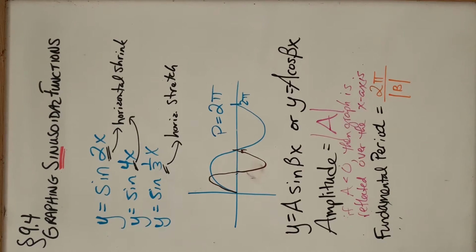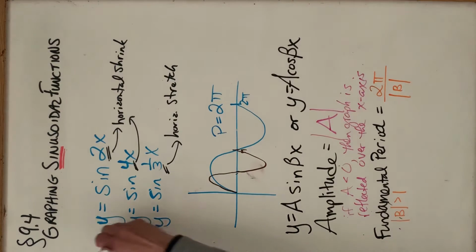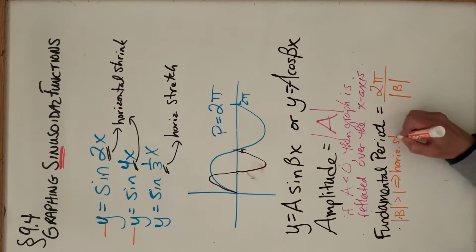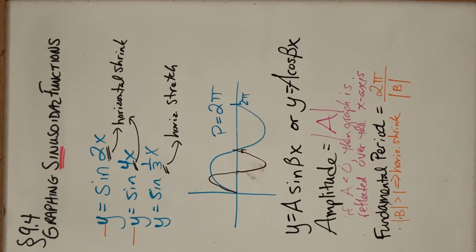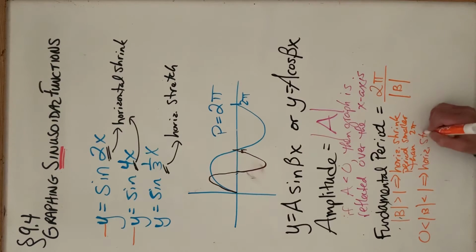Okay, so can we make a generalization about whether the period is getting larger and smaller for certain values of b? So let's suppose that the absolute value of b is greater than 1. If it's greater than 1, like these two, it is a horizontal shrink. And if it's a horizontal shrink, is our period getting larger or smaller than 2 pi? It's getting smaller. Okay, if that b value is between 0 and 1, the absolute value, then it is a horizontal stretch. And if it is a horizontal stretch, then the period is larger than 2 pi.